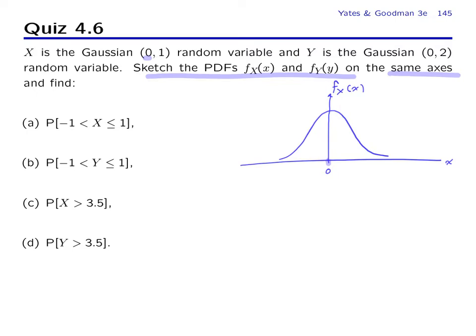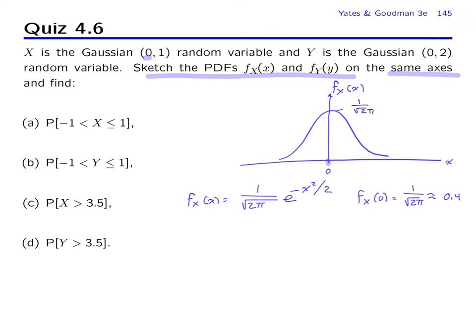We know that f_X(x) is equal to 1 over root 2 pi times sigma squared, but sigma squared is 1, e to the minus x squared over 2. And thus we know that the PDF of x at x equals 0 is 1 over root 2 pi, which is approximately 0.4. So maybe we'll label this 1 over root 2 pi.